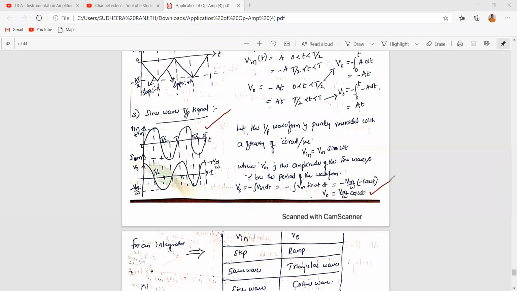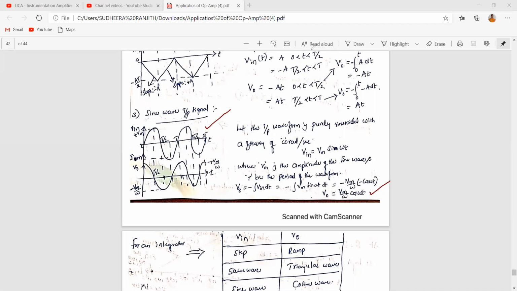What is the output of integrator? If the input is a sinusoidal signal, a sine signal, what is the output of integrator? Cosine signal, cosine wave. Okay, output is cosine wave. Input is sine wave to your integrator, output is cosine wave, right?